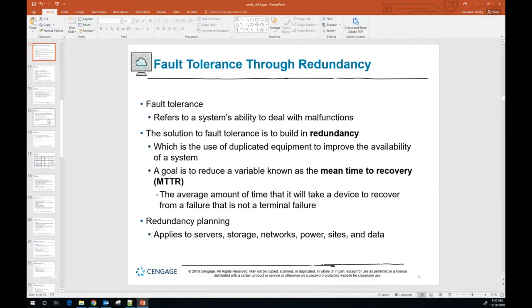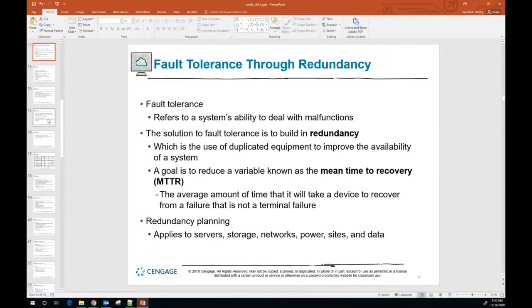When we talk about fault tolerance, we're looking at the system's ability to deal with malfunctions. The solution to fault tolerance is to build in redundancy, which is the use of duplicate equipment that's used to improve the availability of a system. The goal of this is to reduce the variable known as the mean time to recovery, which is the average amount of time it takes for a device to recover from a failure. That's not a terminal failure.